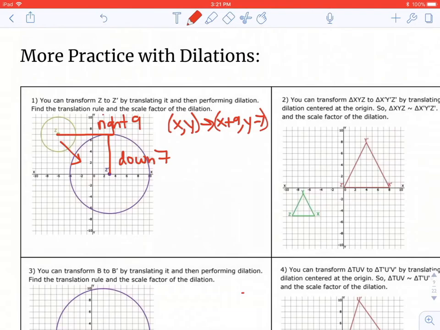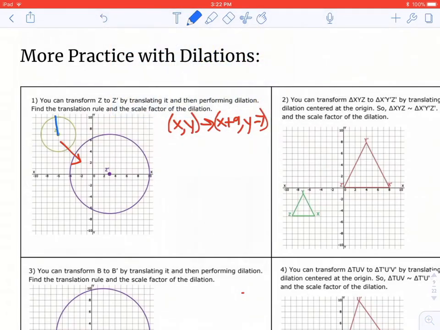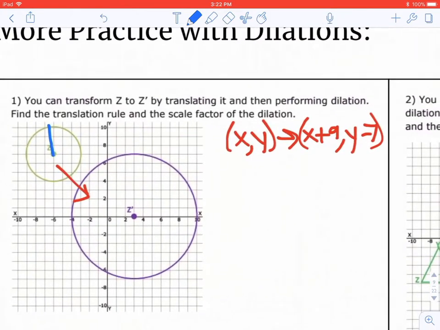Alright, so then for the scale factor, let's erase this part about translating and think of scale factor. So for scale factor, you want to compare the radius of the circle. So I'm going to zoom in just a little so I can draw better. The radius of circle Z is 3. Again, just count the boxes. And then the radius of Z prime is 7. Again, just count the boxes.